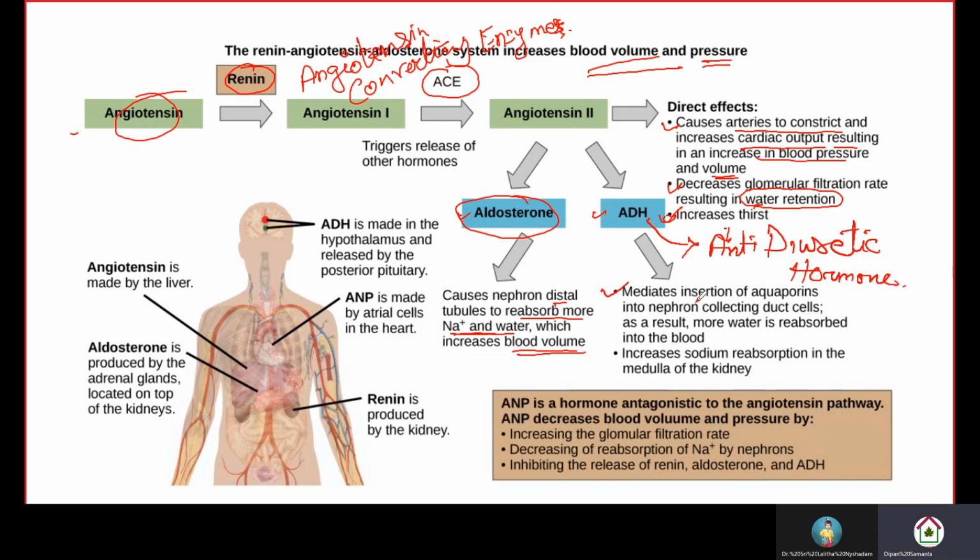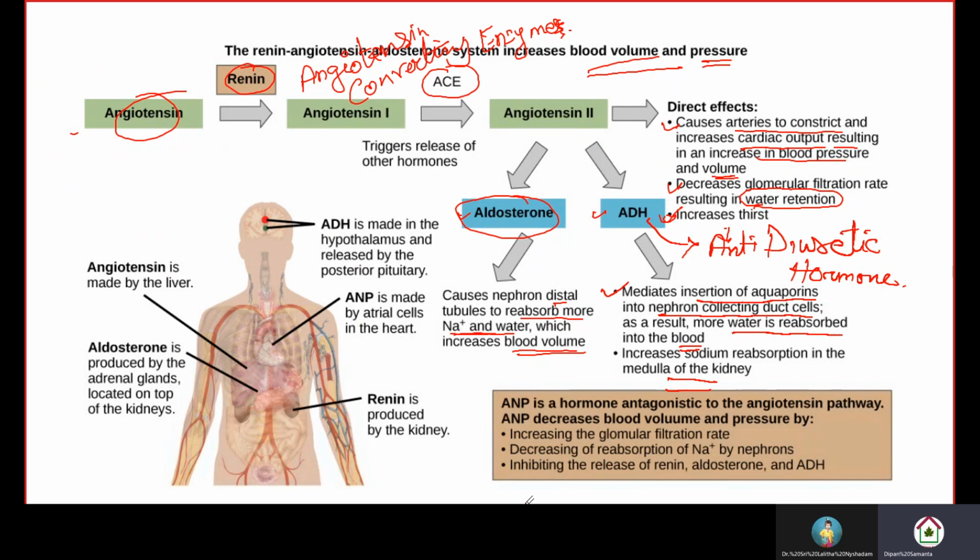It mediates insertion of aquaporins into nephron collecting duct cells. As a result, more water is reabsorbed into the blood. And it increases sodium reabsorption also in the middle of the kidney. So antidiuretic hormone, as the name suggests, is just opposite to diuresis.